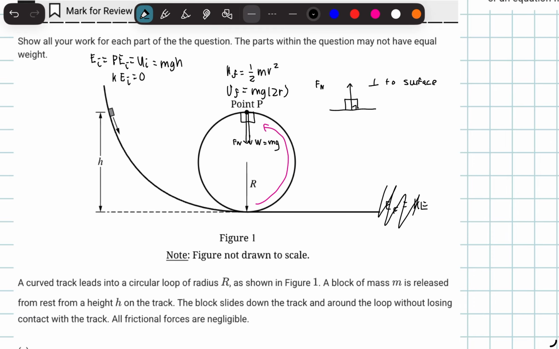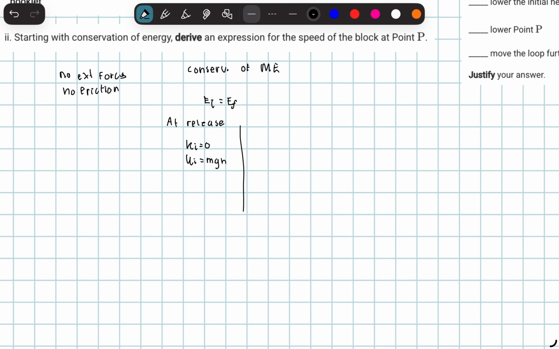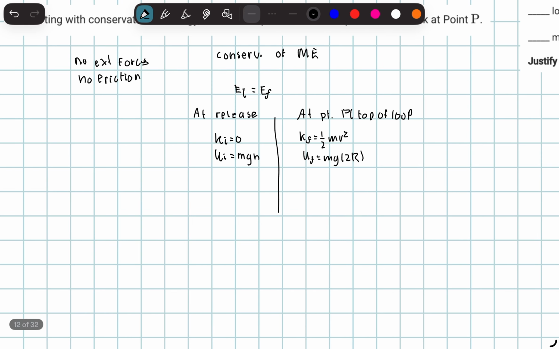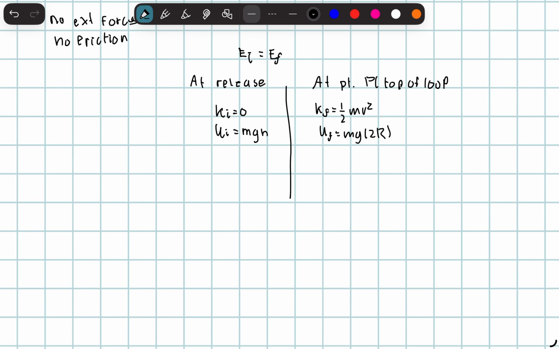Now, let's just look at these two points. So now that we have those, let's rewrite those down here. At release, and then at point P, top of the loop, the final kinetic energy is equal to 1/2 mv squared and the final potential energy is equal to mg times 2r. Now, conservation of energy is initial equals final. So we can write out our general equation: kinetic energy plus potential energy initial is equal to kinetic energy plus potential energy final.